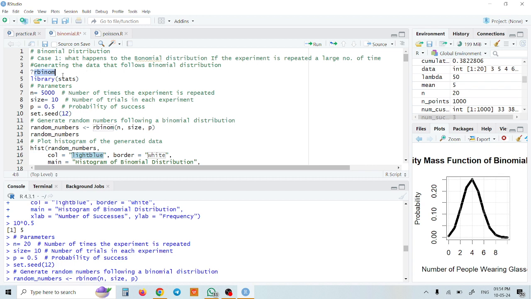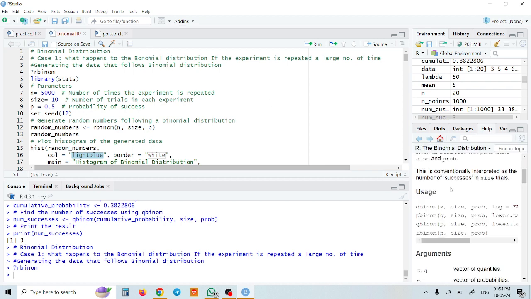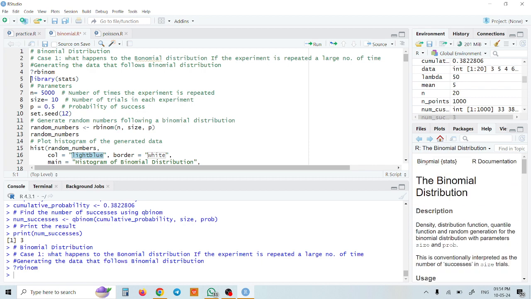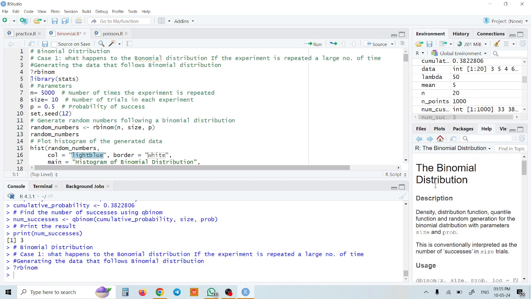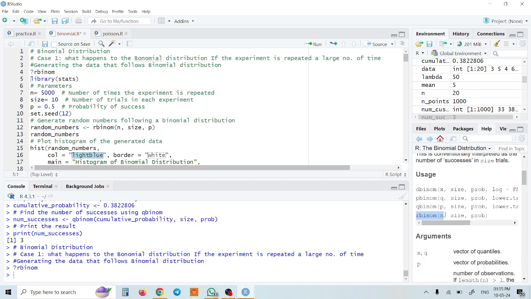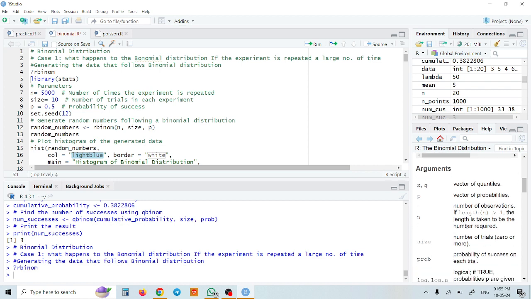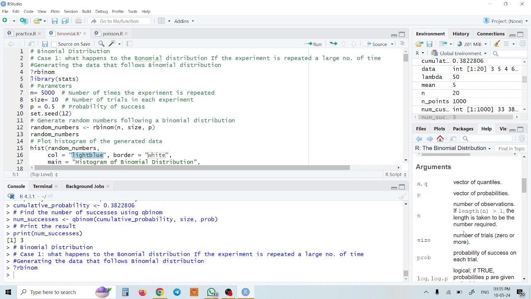If you want to know what rbinom is, you can put the question mark and write rbinom and then press Ctrl Enter. It will take you to the help in the right hand side corner. You see what this rbinom is. It works under the stats package. It comes under binomial distribution, and this is the function given here, rbinom. It has three arguments: n, size and p. And what are these n, size and p? Here it is described in detail.